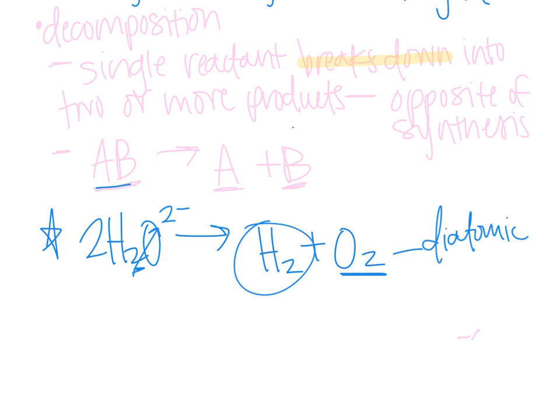So on the reactant side, how many hydrogens do we have? We have 4 hydrogens. Right here we just have 2. So let's smack a 2 in front of it and see what happens. We have 4 hydrogens, and 2 oxygens and 2 oxygens. So this is our balanced equation.